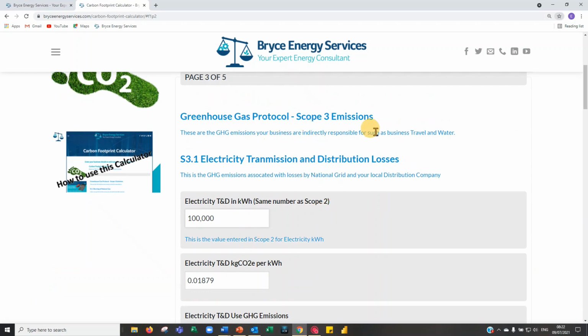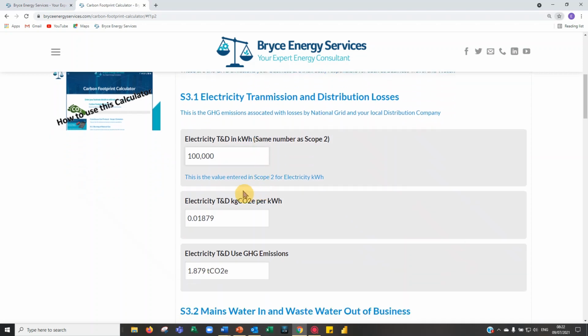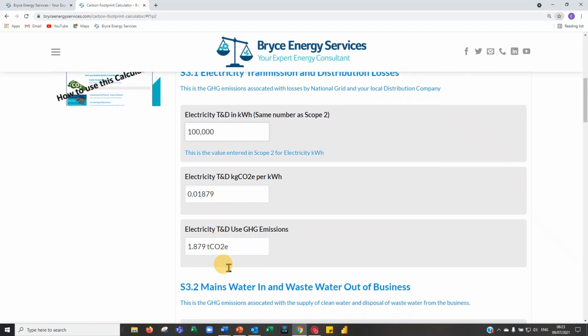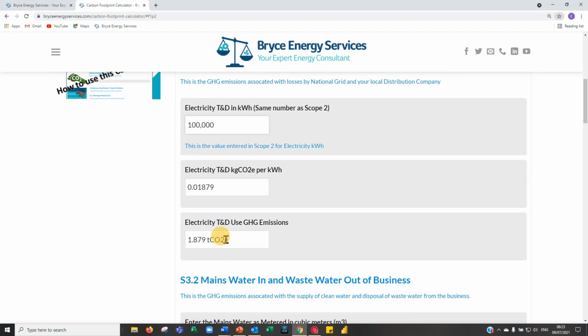So now we're into scope 3 emissions. Again, these are emissions your business are indirectly responsible for. So the first number we have is again electricity, but it's a locked field. So that is the number that you entered in scope 2 for electricity. These emissions are the responsibility of National Grid and your local distribution company. So electricity is effectively lost between the generator and your business, and that's what that figure is. So it's lost in resistive transmission losses, technical, but considering the other one was 22, about maybe 10% less.